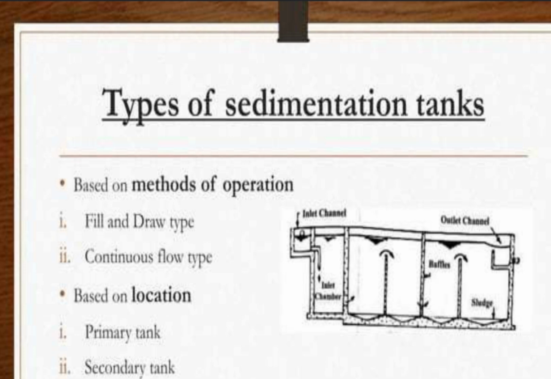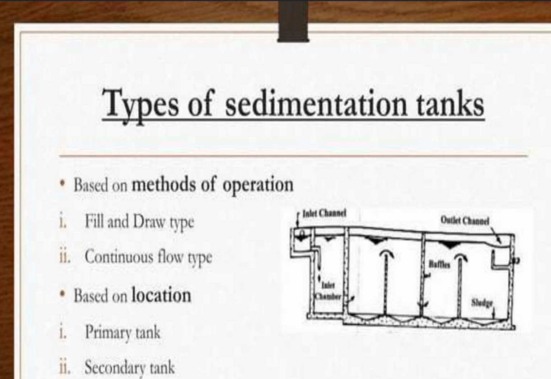First one is fill and draw type. In fill and draw type, raw water is filled into the tank. The inlet is then closed after reaching the required level. Suspended particles settle at the bottom of the tank due to gravity. The detention period is usually 4 to 6 hours depending upon the design.